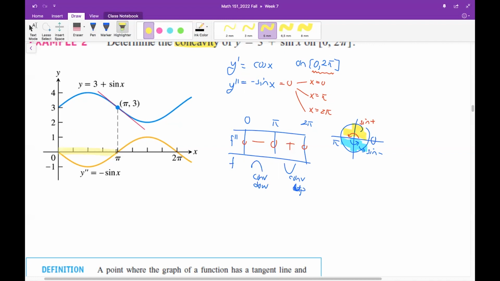So from 0 to pi, we expect a concave down function. You see, this is a concave down shape. And from pi to 2 pi, we expect a concave up function. So you see, this bending is a concave up bending. Okay, that's how you detect it.